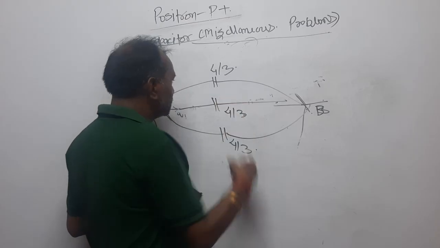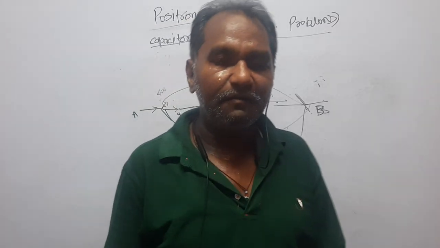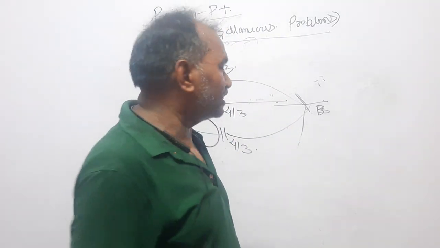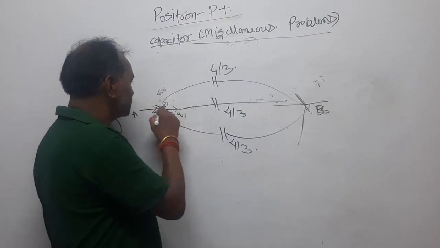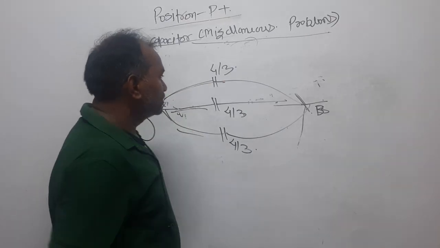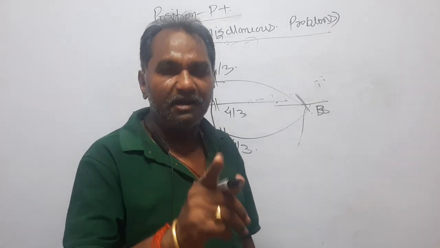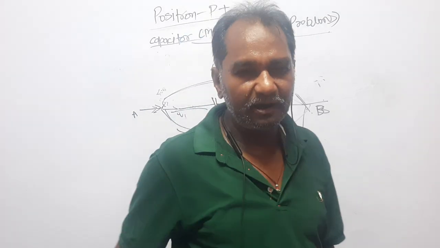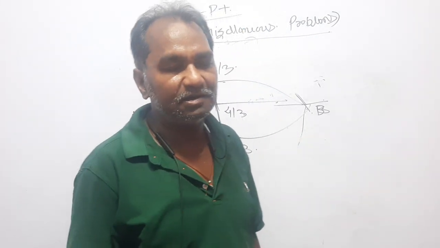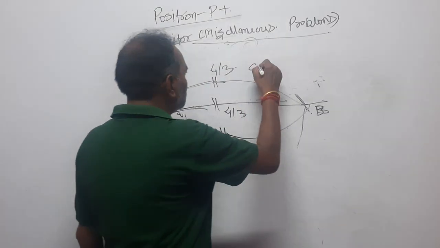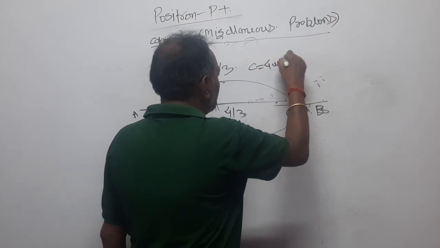Now these 4 by 3, 4 by 3, 4 by 3 are in parallel combination, because when the charge comes, it will be divided into this. So the equivalent will be 4 by 3 plus 4 by 3 plus 4 by 3, means 3 into 4 by 3, 3 would be cancelled. So C is equal to 4 microfarad.